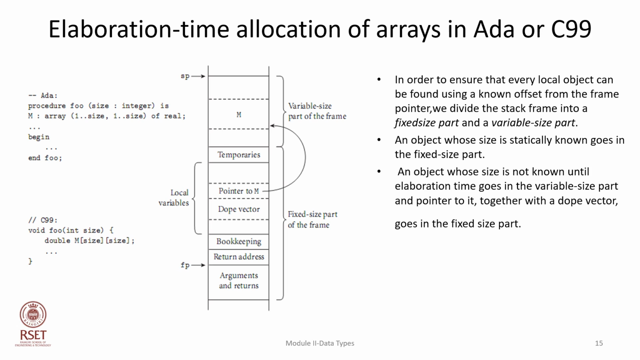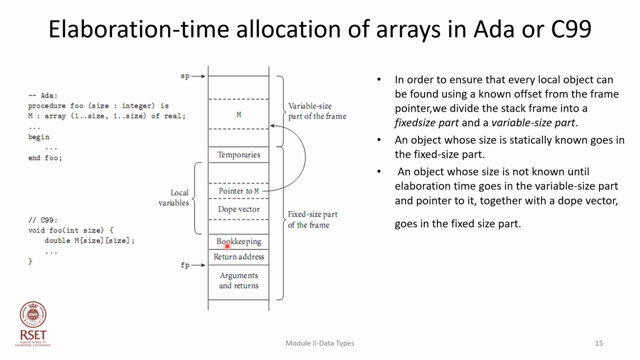Now let's look at the stack allocation of arrays. In the given example, here is an adder program which has a procedure foo, which takes an argument size, and the size is known only at the elaboration time.